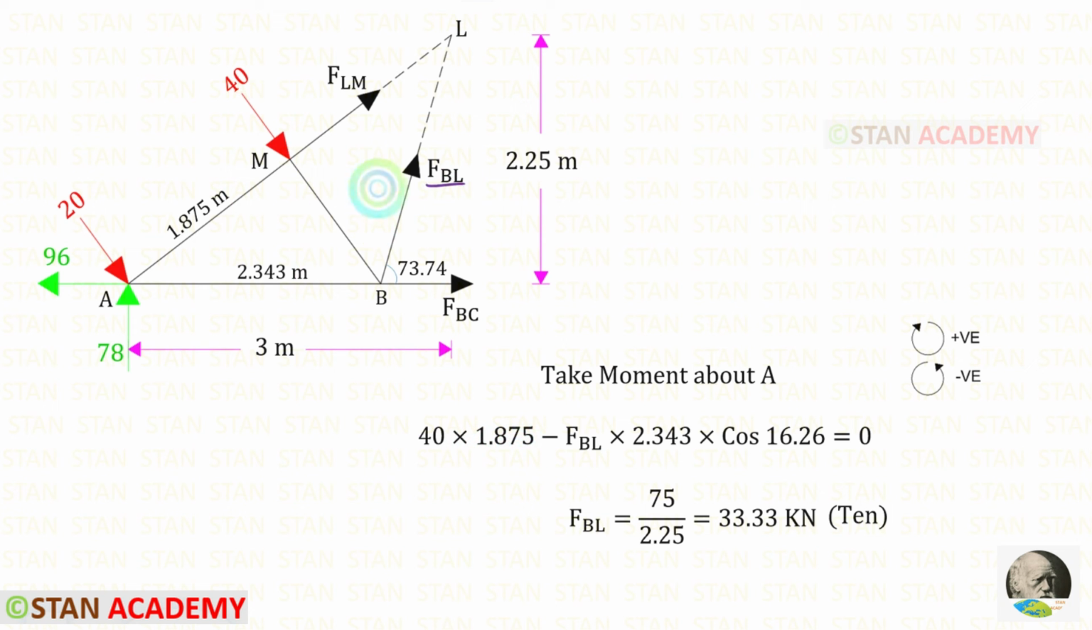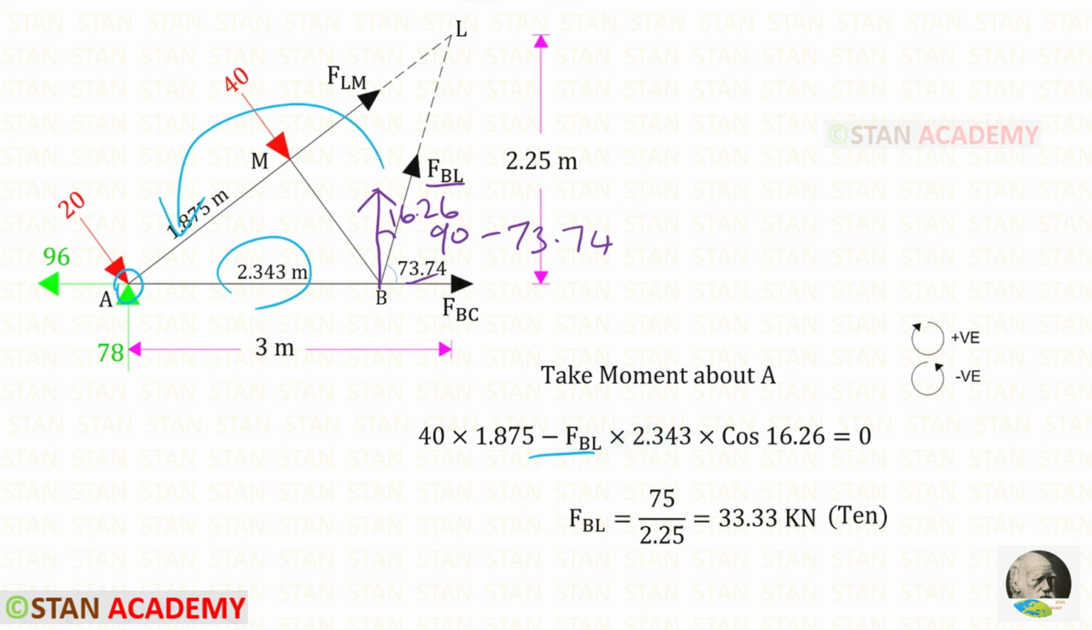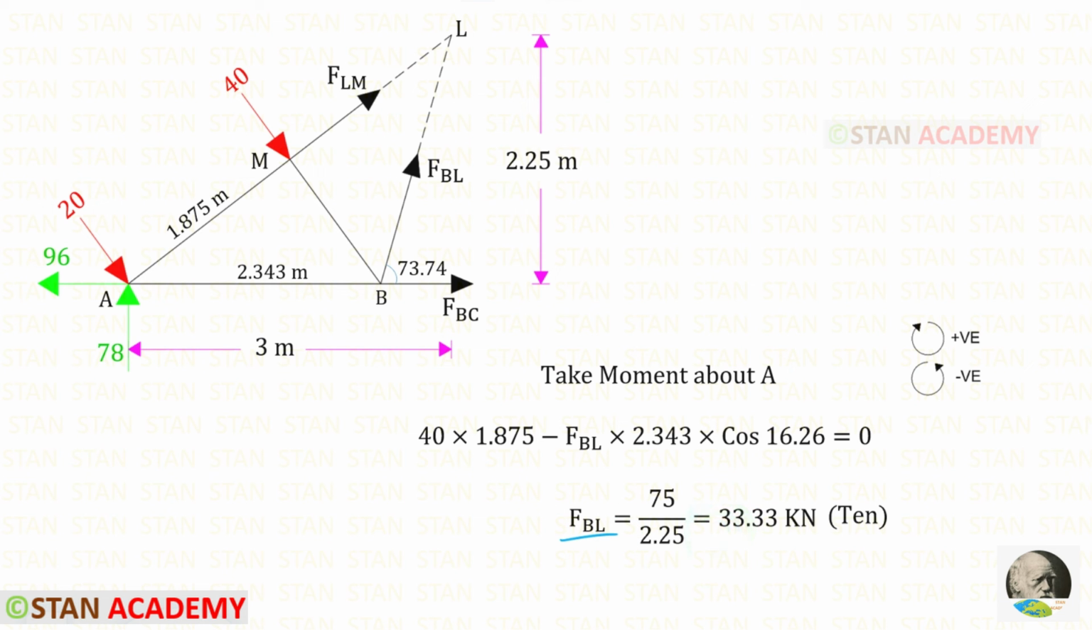We can resolve FBL in the vertical direction. To keep it in the vertical direction, we need this angle. This angle will be 90 minus 73.74. So it will be 16.26. About the point A, FBL is acting in the anti-clockwise direction so that it will be negative and the distance is 2.343 and we have to multiply with the cos 16.26. For FBL, we will get a positive value, that means it is tensile.